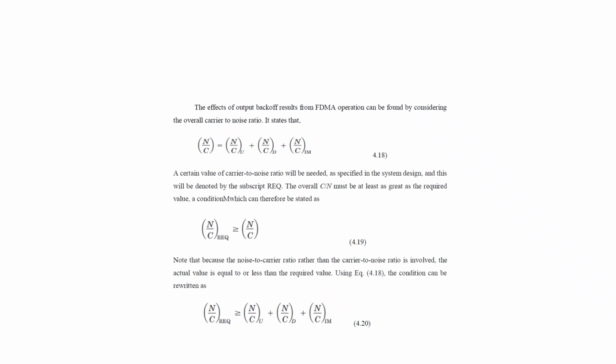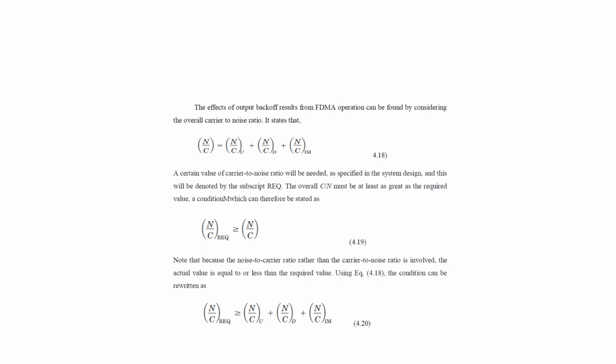Certain values of this carrier to noise ratio will be needed, specific to the system design, and it will be denoted by the carrier to noise ratio required. The next is the noise to carrier ratio. The overall carrier to noise ratio must be at least greater than the required value, so the condition is given in equation 4.19. Here we are considering the noise to carrier ratio rather than the carrier to noise ratio. The actual value is equal to or less than the required value. It is indicated in equation 4.20.